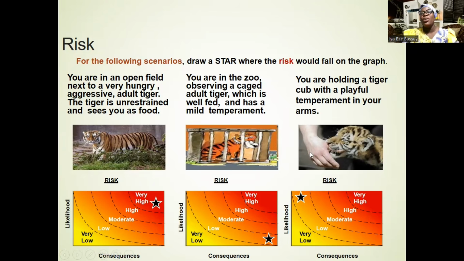And then if you are holding a tiger cub with a playful temperament in your arms, I just wonder why you want to put your finger inside that tiger's mouth.